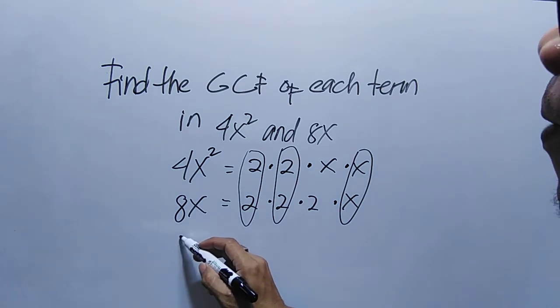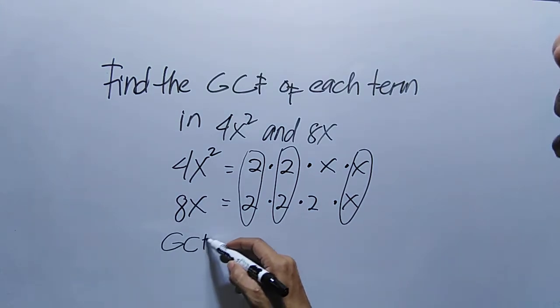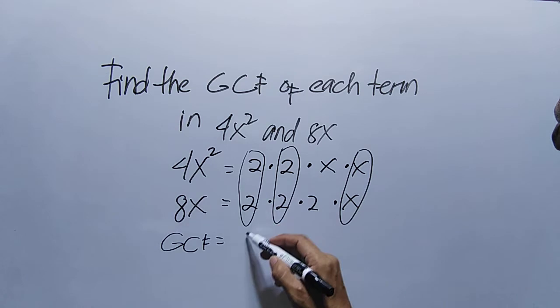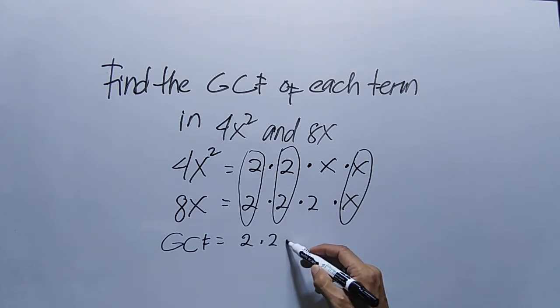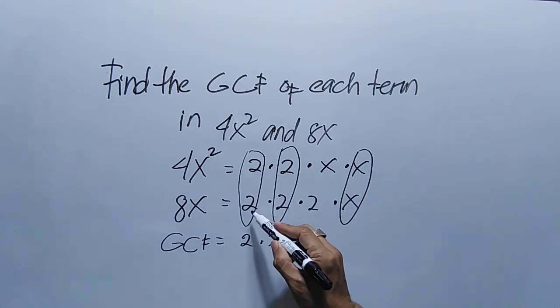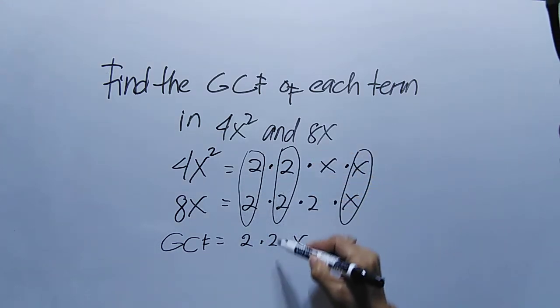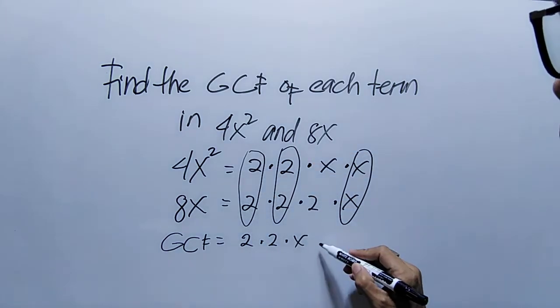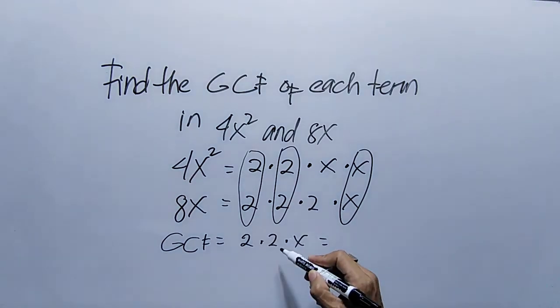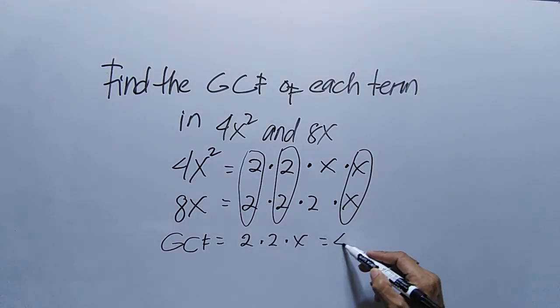So, therefore, yung greatest common factor is equal to 2 times 2 times x, di ba? Itong 2 na yan, yung common nila, another common na 2, then common na x. So, equals 2 times 2, 4 times x is 4x.